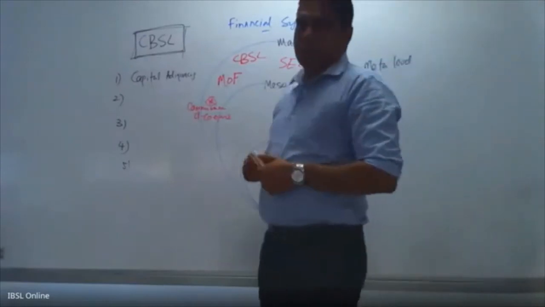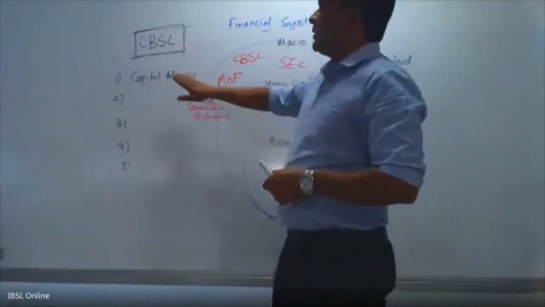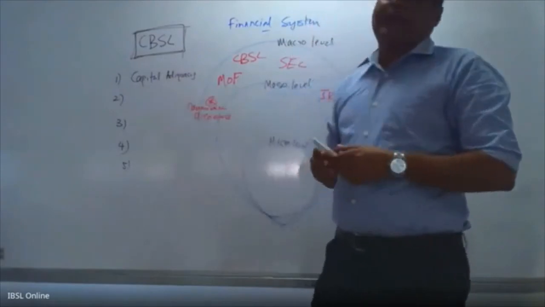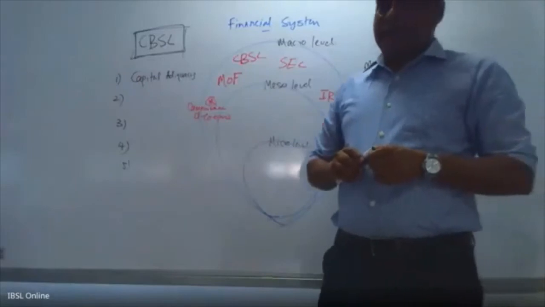Thank you. Right. So the first one we call capital adequacy. What do you mean by capital adequacy? The ratio between the risk-weighted assets and the adequate capital in the bank. Okay, can you please explain that a little bit, Mr. Imesh?